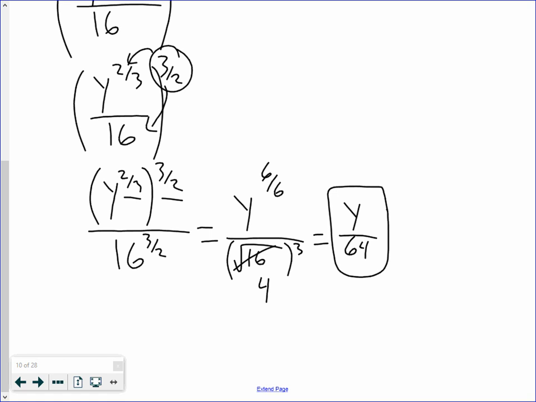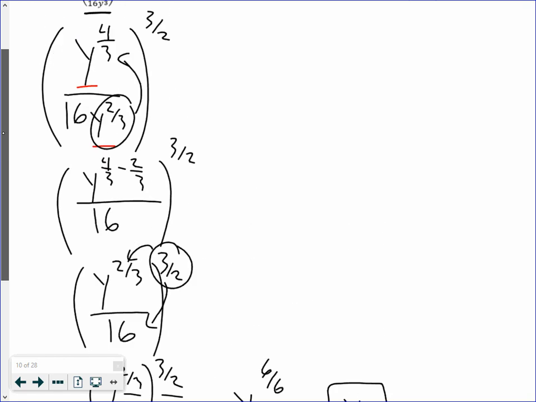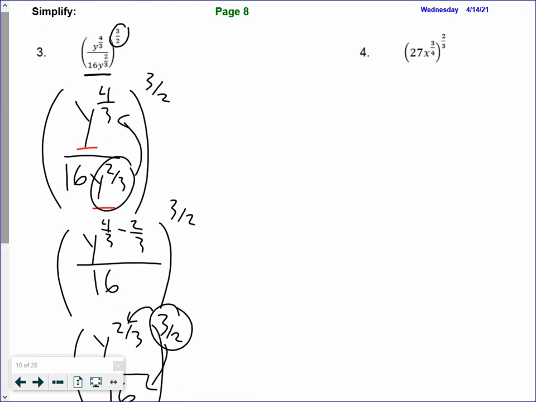So that's number 1, or number 3 rather. On number 4, what we're going to do here is use our power of a product property again to distribute out the exponent to both parts of the product.